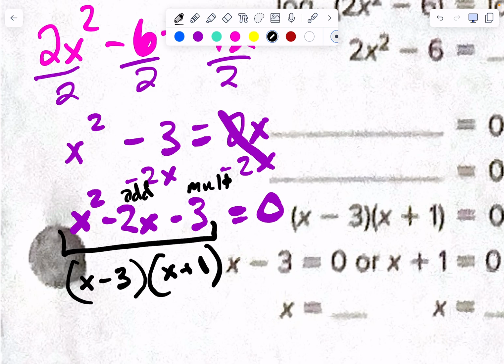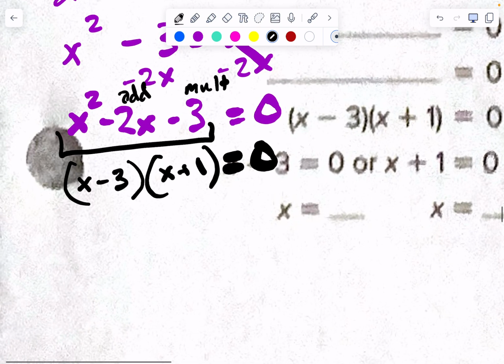I moved everything over. I crossed out my logs, and now I'm doing all the algebra stuff. So I get him to be a simple trinomial. We break him down to here. He's equal to 0. Now what do I do at this point? I have my 2 bubbles. I have him equal to 0.